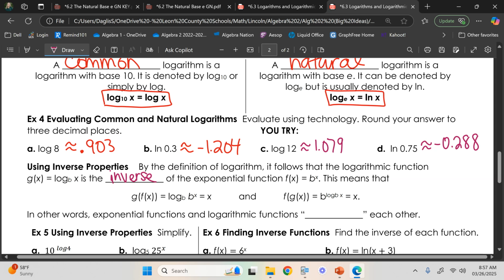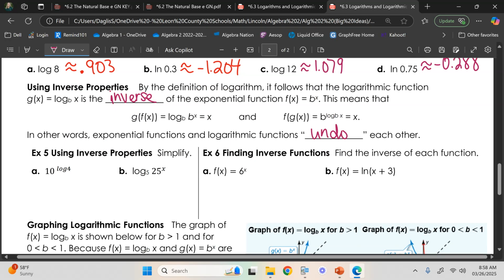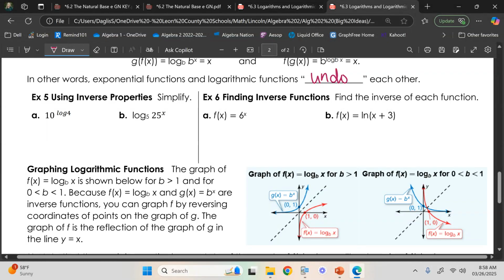So here they would cancel out, I would get x. On the other side, a base raised to a log with the same base, they also undo each other, leaving you with just x. So if I have a log and an exponential written together with the same base, they will undo each other. Right? So let's use the inverse property to simplify, and then I'm going to find actual inverse functions.